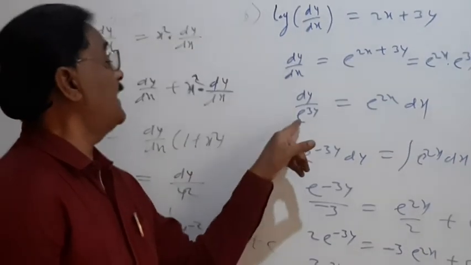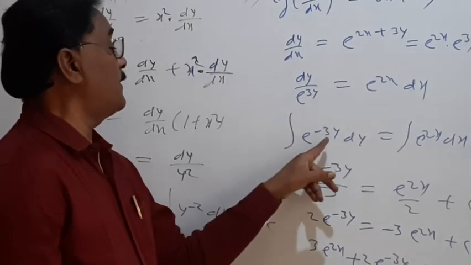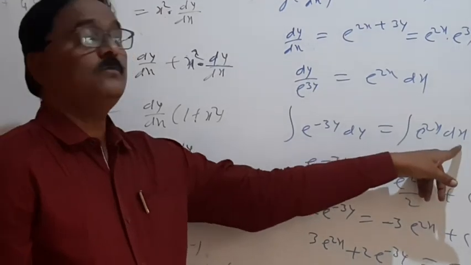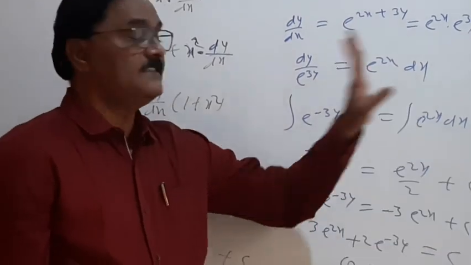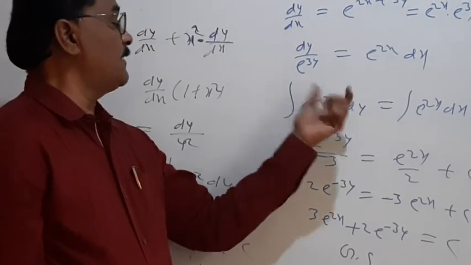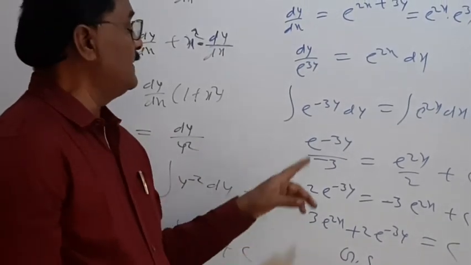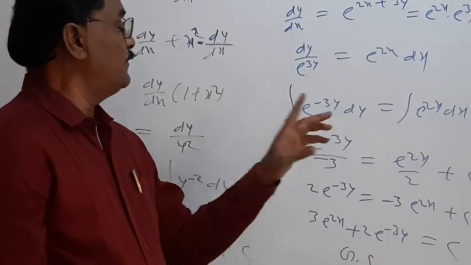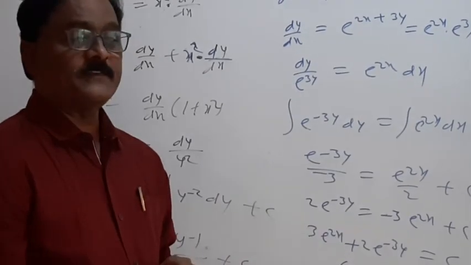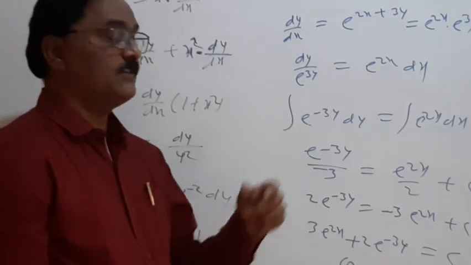Integrating. So here e to the power 3y goes to the numerator: integration of e to the power minus 3y dy is equal to integration of e to the power 2x dx plus a constant. What is the formula for integration? The derivative of e to the power f of x is e to the power f of x into f dash.